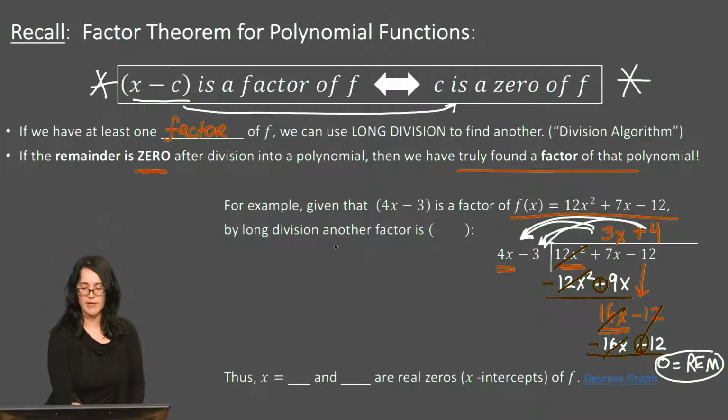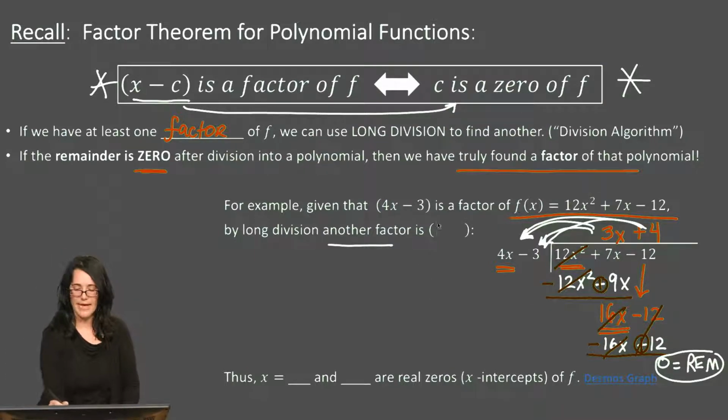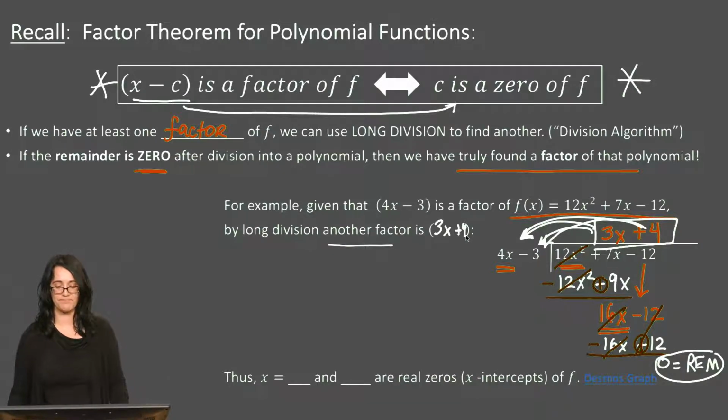So what we've just found is that another factor here is actually this answer on top, our quotient, which was 3x plus 4. So 3x plus 4 is our other factor. Now you might have already known that because you were taught in your previous classes how to factor a quadratic trinomial like this, maybe by the AC method or trial and error. So if you had come up with that yourself, great job, pat yourself on the back, you remember how to factor, I'm proud of you, that's great.